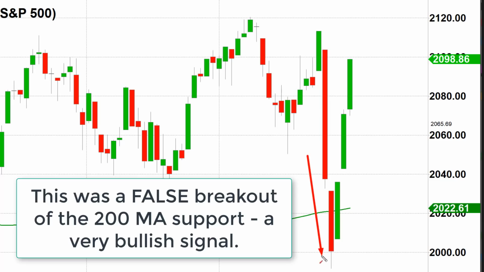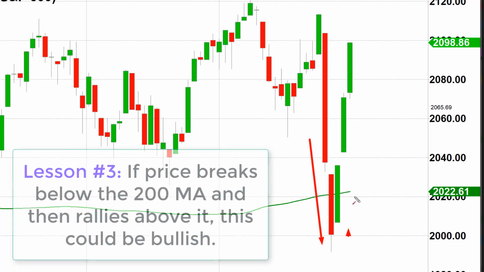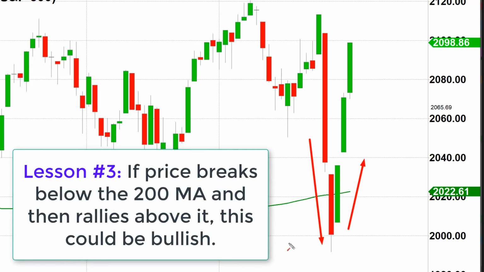What does that mean? The lesson we can learn from that chart is simply that whenever the stock market goes below the 200 moving average and bounces back, that is a bullish signal. That's a key thing we need to remember.